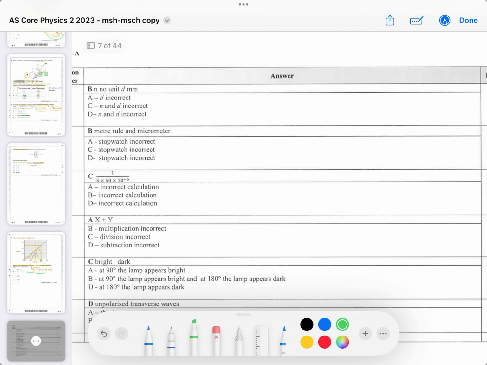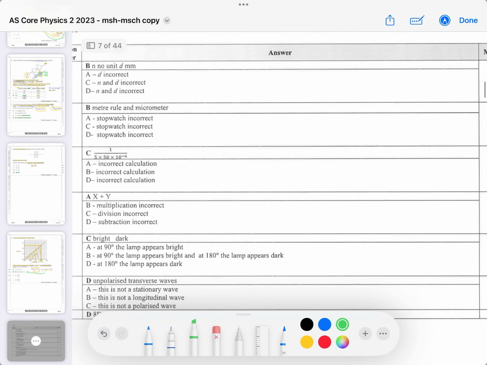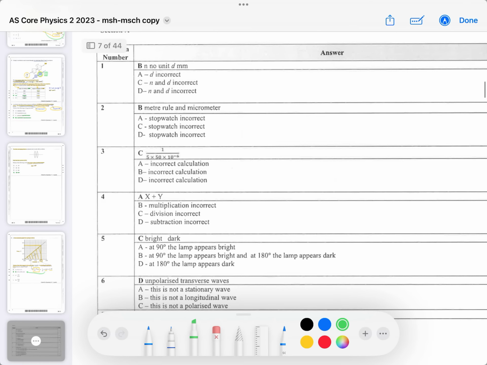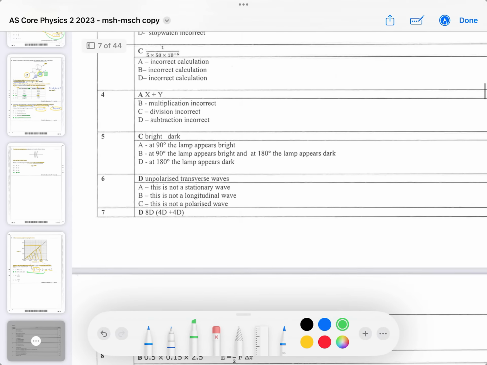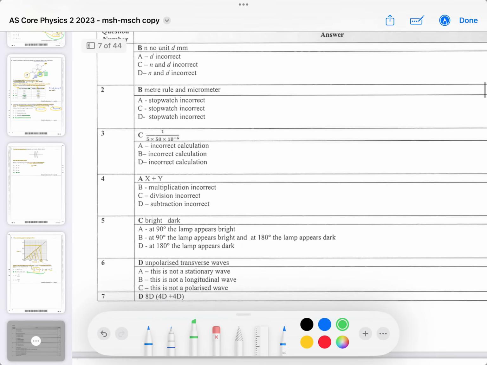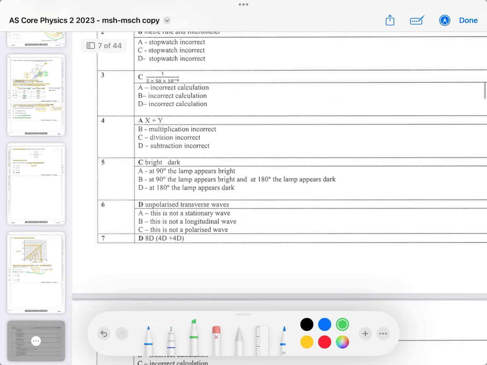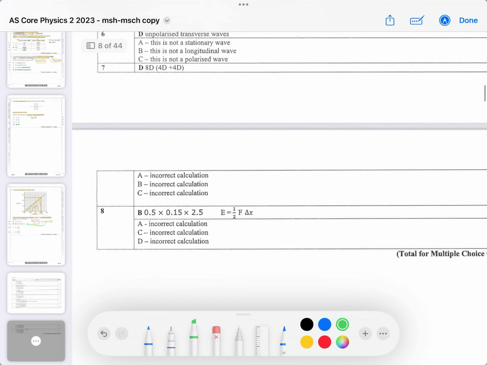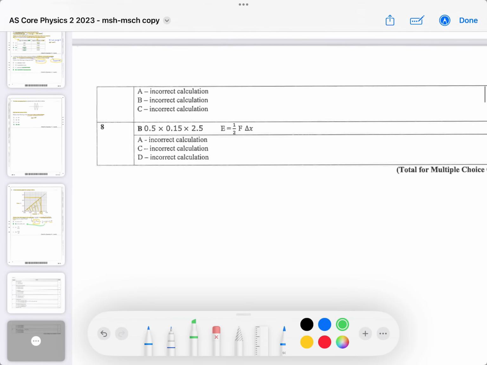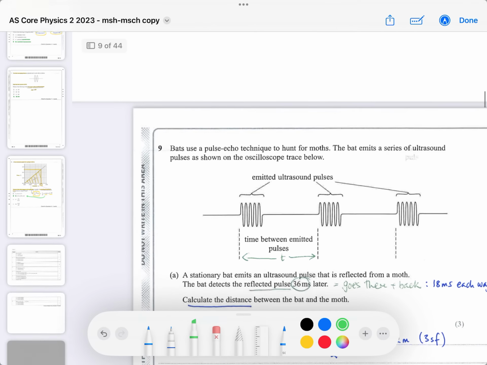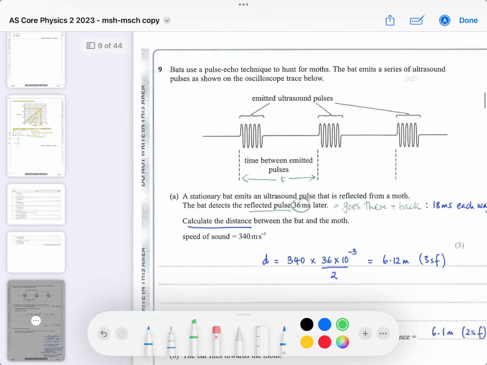And here are the examiner's remarks. So you can stop the video if you wish to. There are questions 1 to 7 on one page and question 8 on the second page.